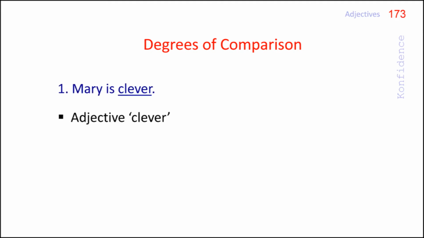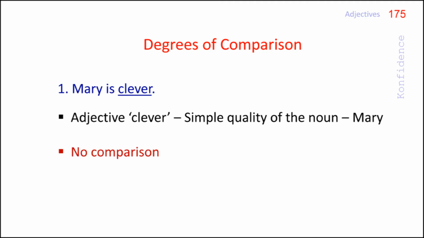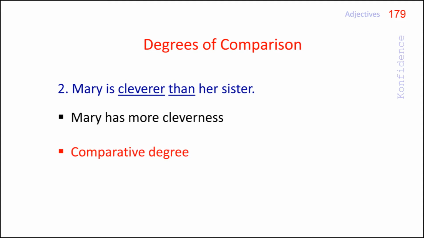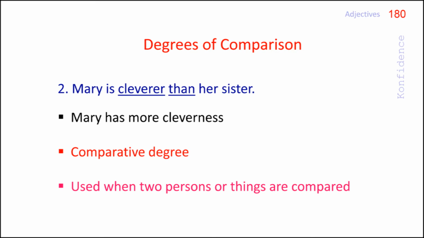In the first sentence, the adjective clever denotes the simple quality of the noun Mary. It is used when no comparison is made. So it is said to be in the positive degree. In the second sentence, the adjective cleverer tells us that Mary, when compared with her sister, has more cleverness. So it is in the comparative degree. It is used when two persons or things are compared.